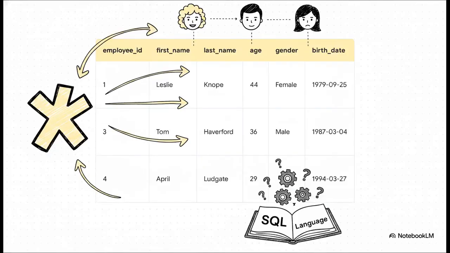Just look at what comes back in your results grid. We've got Leslie Knope, Tom Haverford, April Ludgate. It's the whole department. So the absolutely crucial point here is that by using that single asterisk, you've commanded the database to fetch every single row and every single column from that table.